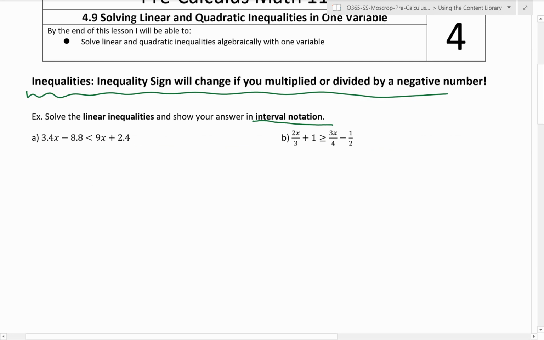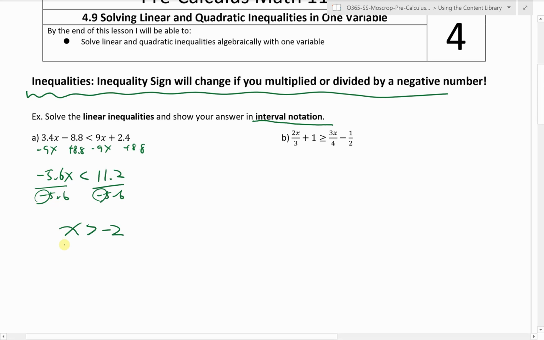When we solve linear inequalities, it's just like solving linear equations. You're isolating for x. In this case, I'm going to subtract 9x, so I get negative 5.6x plus 8.8 less than 11.2. Now I can divide both sides by negative 5.6. Notice we're dividing by a negative number, so we now need to flip the sign: x is greater than negative 2. Negative 11.2 divided by negative 5.6 is negative 2.